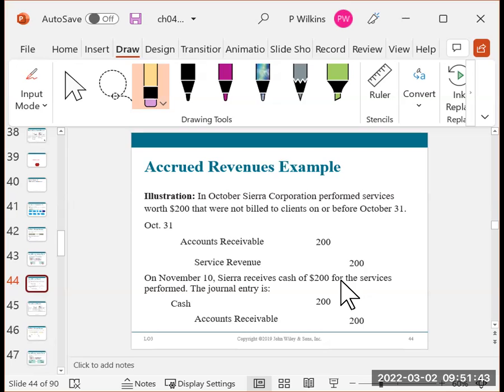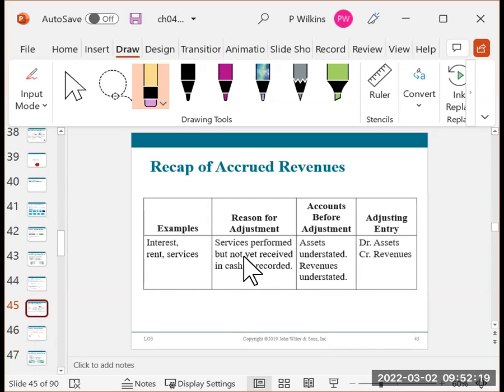Then it says on November 10th, Sierra receives cash of $200 for the services performed. So this means the customer paid for their items or paid for their service. So when you're paid cash, what are you getting? You're getting cash, right? And anytime it says pays or paid, we know the cash account is involved. And since we're getting paid cash, our cash is going up. So we are going to debit cash $200. And then we're going to credit accounts receivable $200 because the customer is paying us. So this will clear their account out and show that they don't owe us any money anymore. Okay.